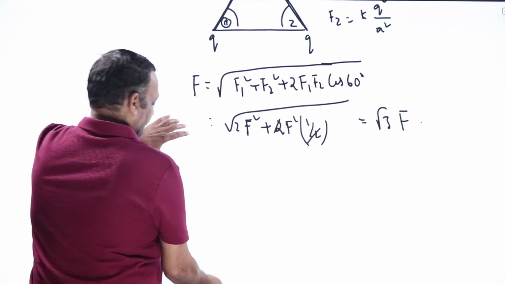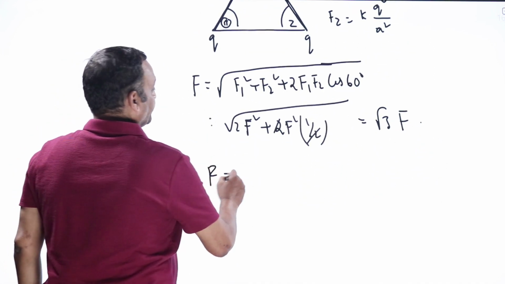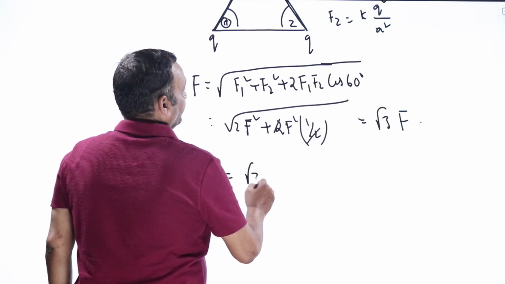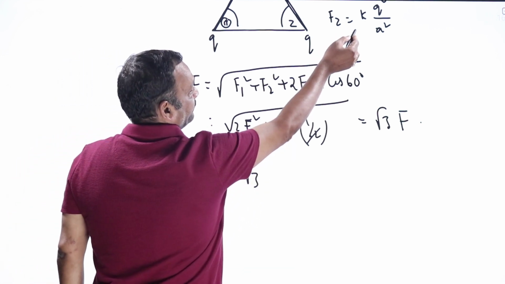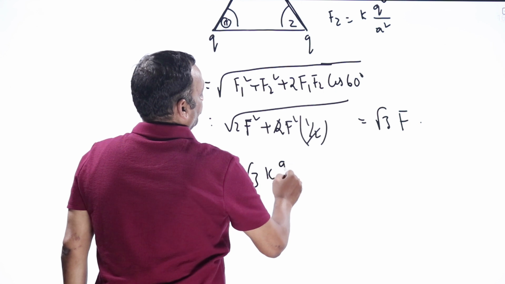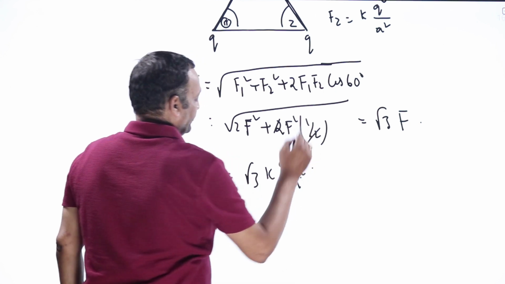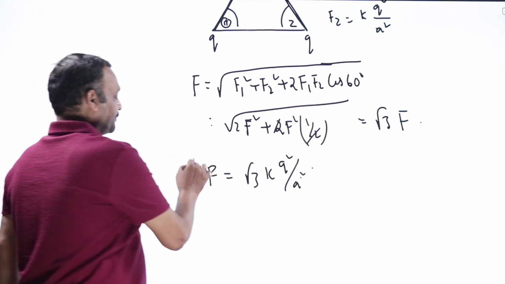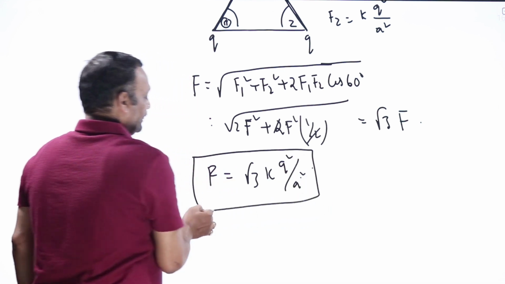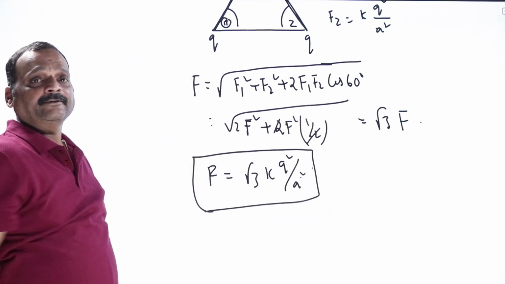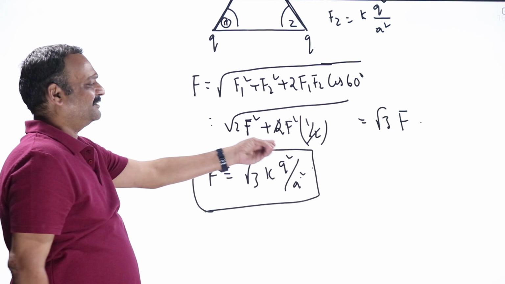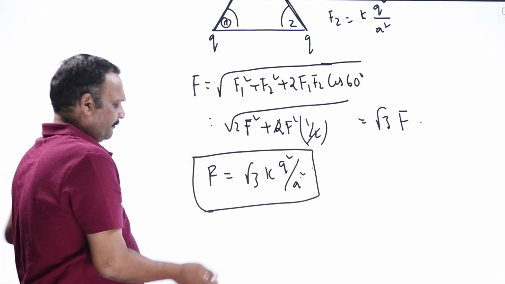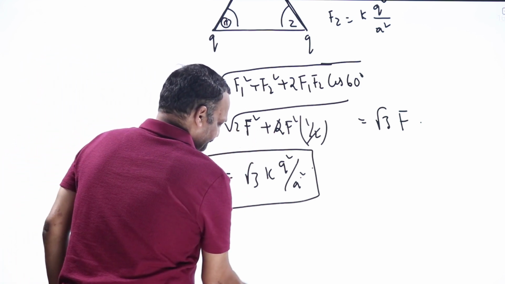The magnitude of the resultant force is root 3 into F, where F1 or F2 equals F, which is K Q square by A square. This is the magnitude of the resultant force on any one charge due to the remaining two charges. This is one of the simplest problems. Another problem we'll see like this.